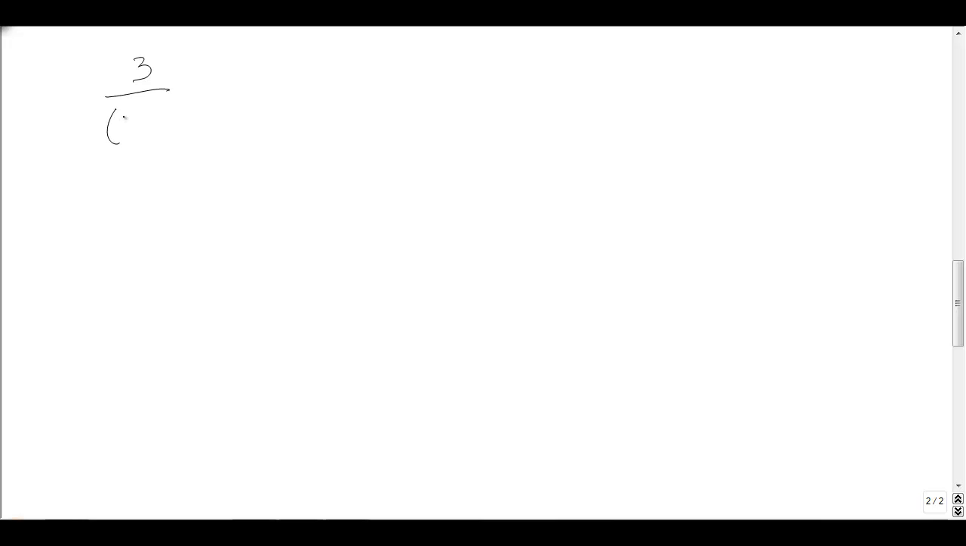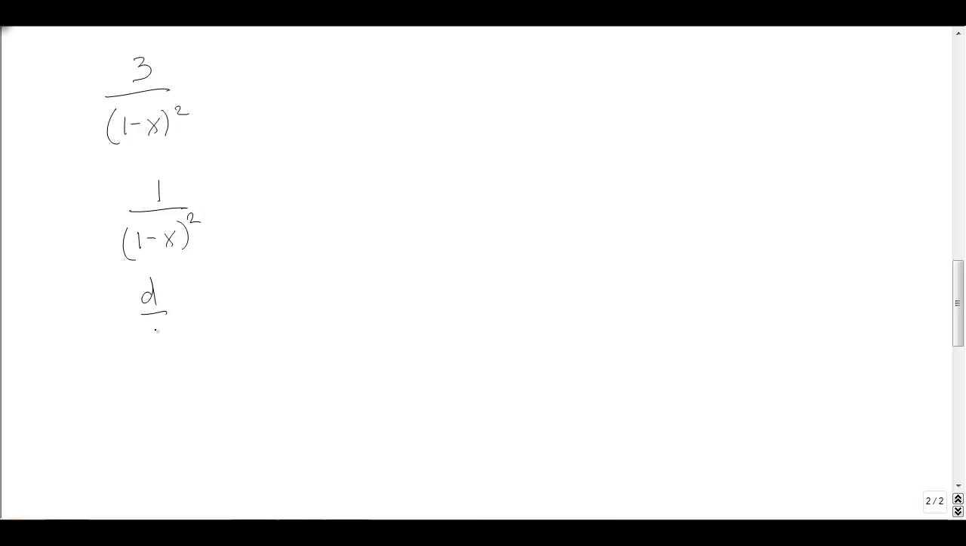Next one. We have 3 over 1 minus x quantity squared. So this one's going to take a little more work here. And the problem is I don't have a known series in my head for 1 over 1 minus x quantity squared. So the 3 doesn't bother me. I'd like to think of 1 over 1 minus x squared. I'd like a series for this. I don't have that. What I do have is 1 over 1 minus x here.